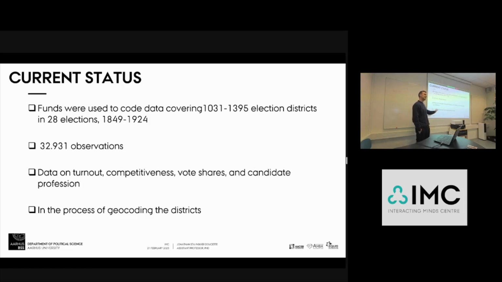So at the moment, we're in the process of geocoding these districts. Now we just have the districts, but we don't really know where in Denmark they're located. For a lot of questions, the data is not really usable yet, but hopefully it will be soon.